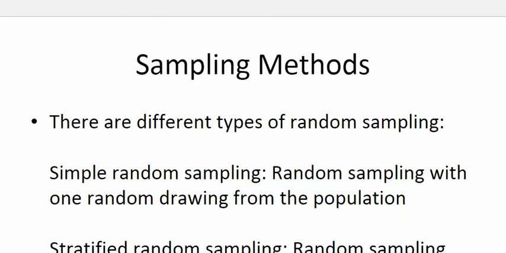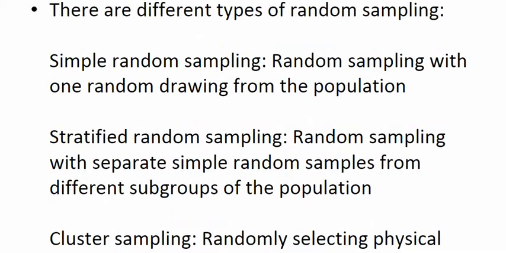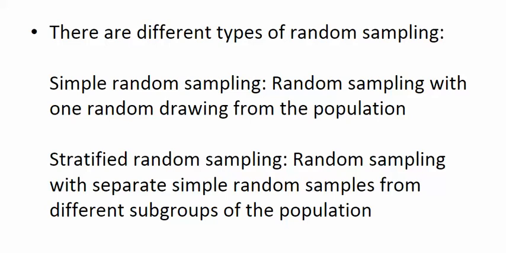And there are different types of non-random sampling. We'll start with the types of random sampling, and then we'll go into the types of non-random sampling. There are 3 types of random sampling that we'll cover: simple random, stratified random, and cluster sampling. We'll define each one, and then we'll talk about the purpose of each one.